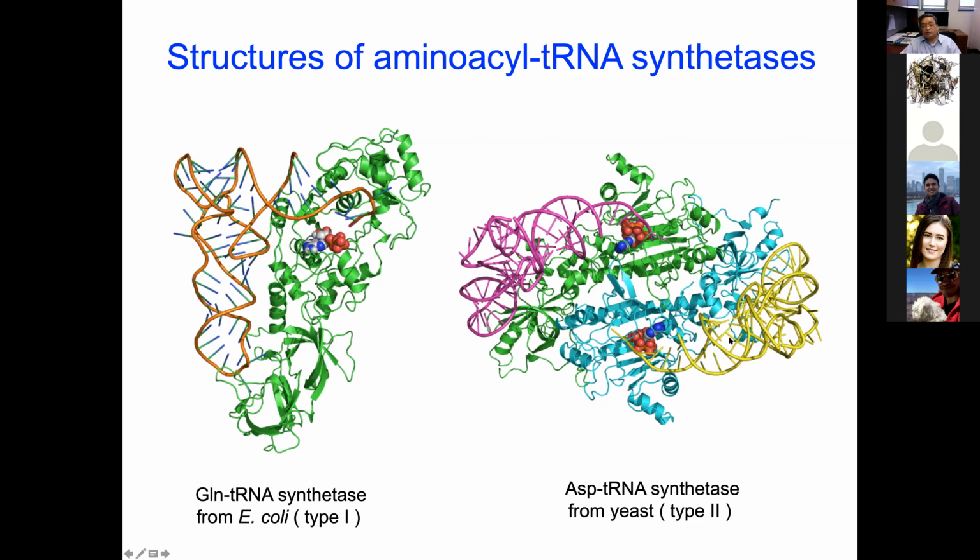And this is the second family of amino acid tRNA synthetase. And you see it's a dimer. Similarly, it recognizes the tRNA, and then it transfers the amino acid, which is coupled to adenylate, to the 3' hydroxy group of the tRNA molecule. So these are the two families of enzymes which recognize the tRNA and then add the correct amino acid to the 3' end of the tRNA molecule.